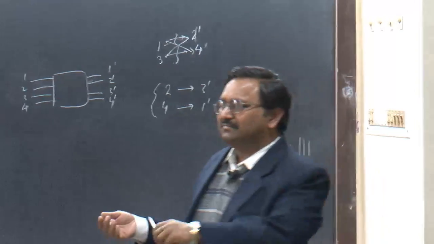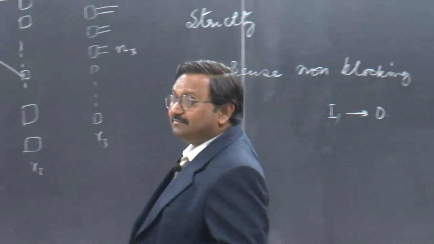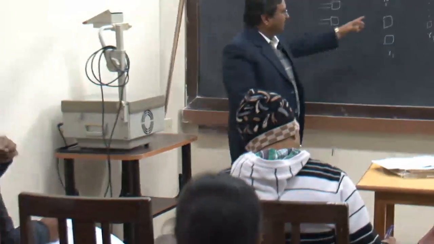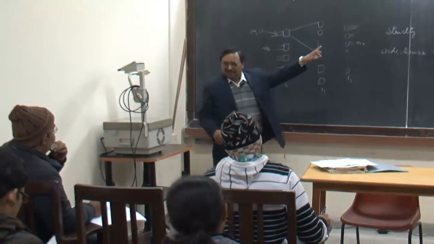How can we carry this out? We make a Venn diagram of strictly non-blocking, wide-sense non-blocking and rearrangeable non-blocking. For wide-sense non-blocking, I will give an example, then you will understand later on.